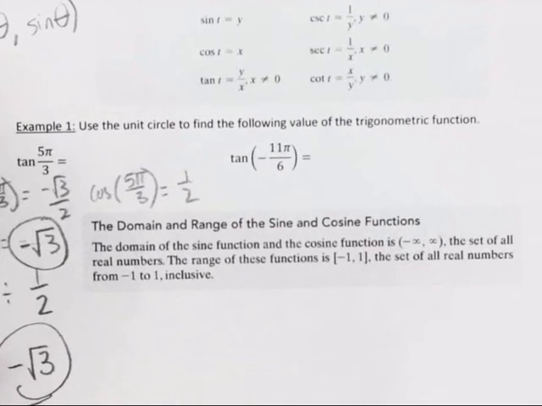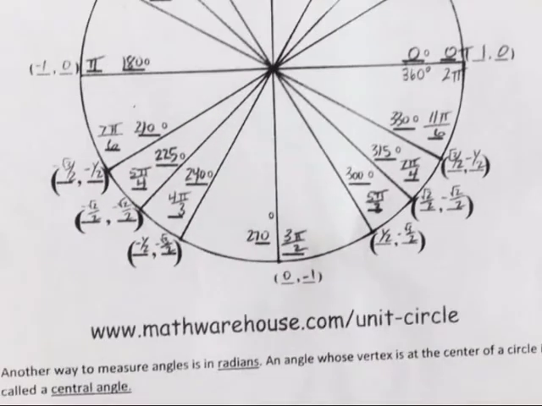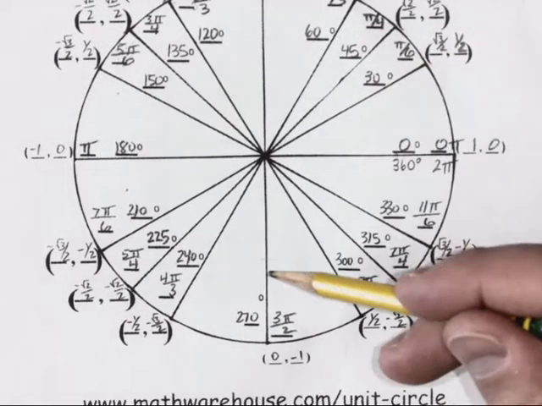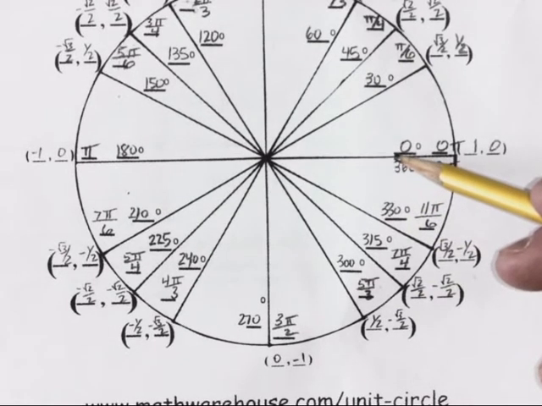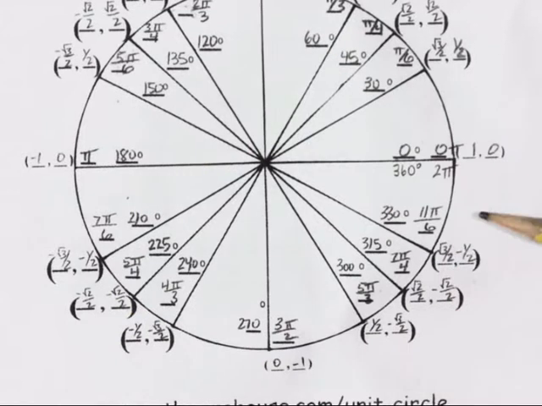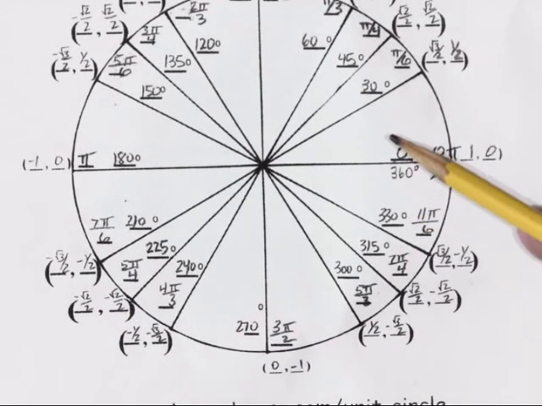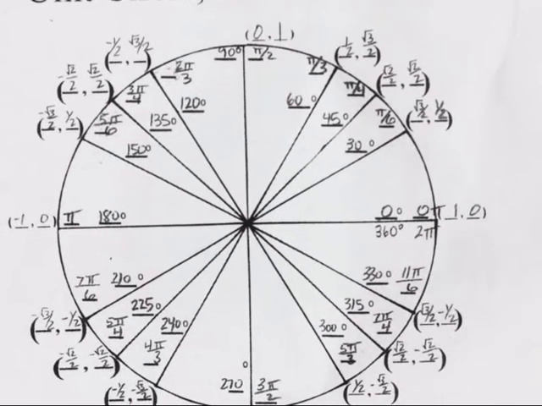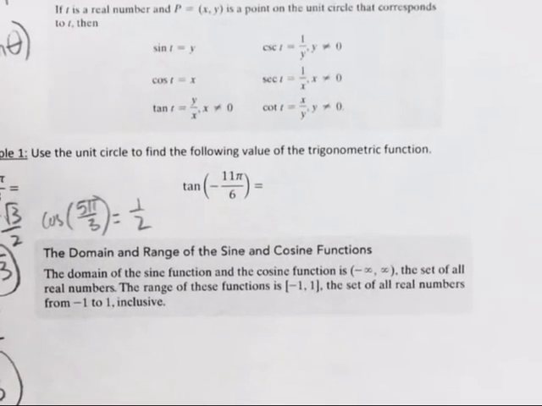We could also do the same with a negative angle measure. So find positive 11 pi over 6. If we went this direction, that would be positive 11 pi over 6. If I go clockwise, that would be the negative direction, so go in this direction. So we know that positive 30 and negative 11 pi over 6 are coterminal angles. And so then I can use that idea to solve for the tangent of negative 11 pi over 6.